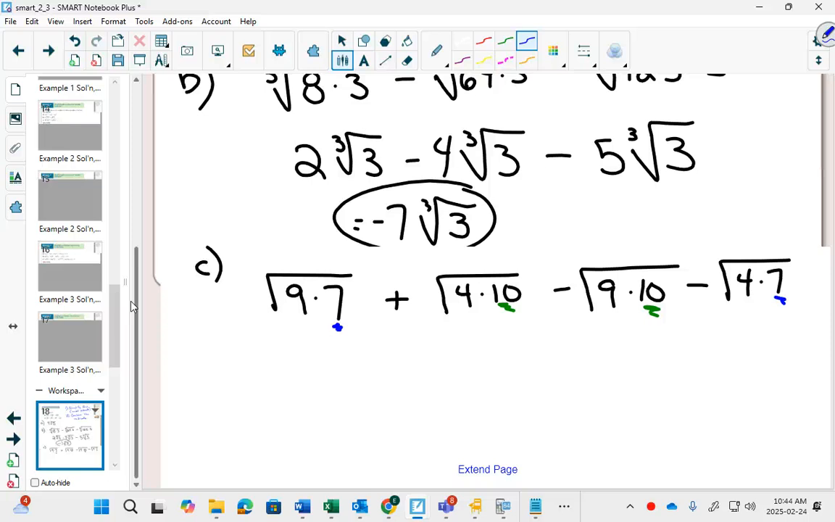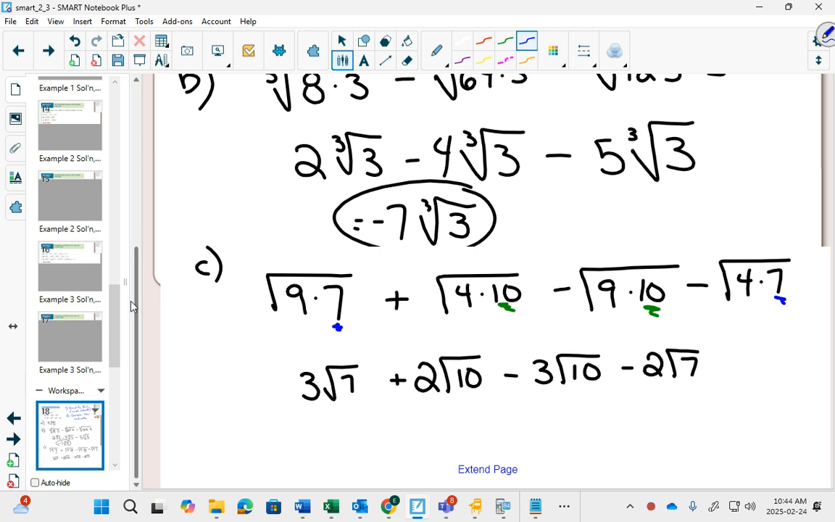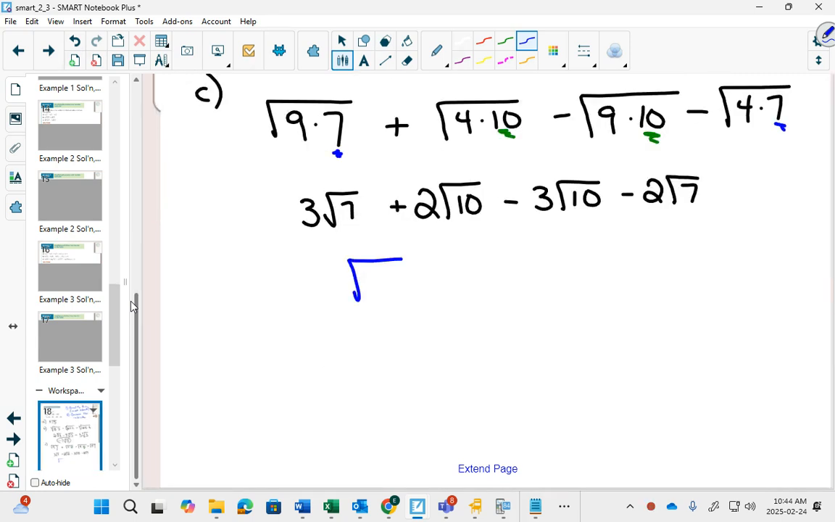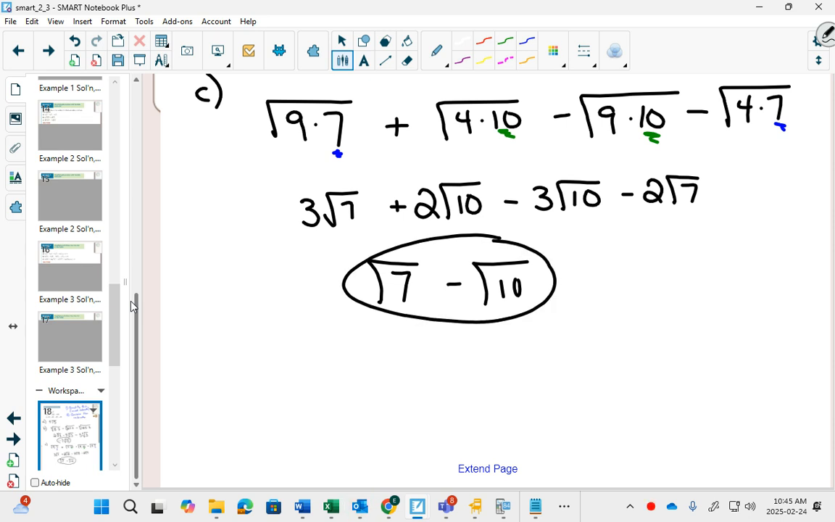So since I know the square root of 9 is 3, I can change this to 3 root 7. I know the square root of 4 is 2, so I can change this to 2 root 10. Minus 3 root 10. Minus 2 root 7. The 3 root 7 and the minus 2 root 7 are like radicals. They can be combined to just be 1 root 7. You can write the 1 out in front, but you don't need to. The 2 root 10s and the minus 3 root 10s are like radicals. They can be combined to minus 1 root 10. Again, you don't need to write the 1 out in front. And this is simplified completely. So circle questions 3, 4, and 9.